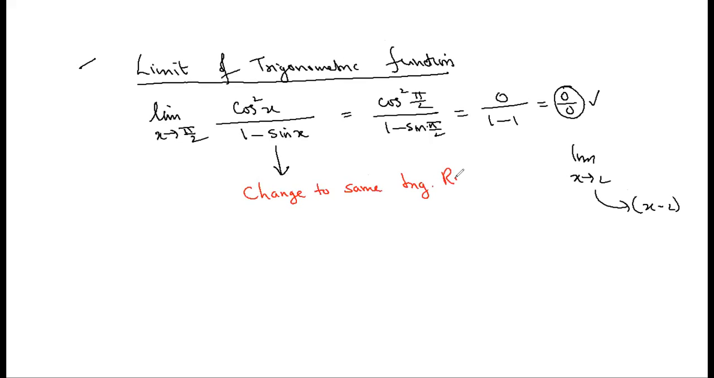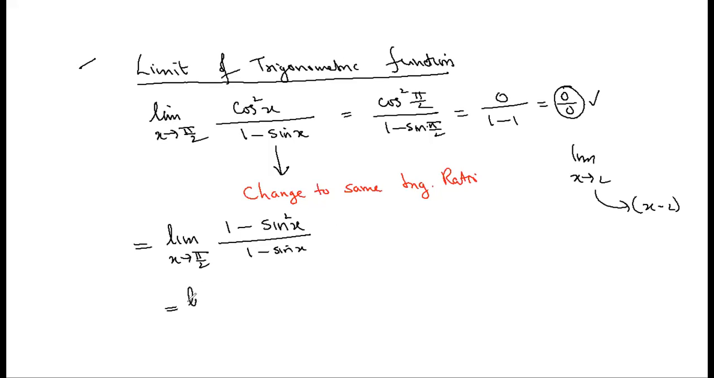Cos square x can be 1 minus sin square x. Excellent. And then change everything to sin x. So I'm changing everything to sin x. So when I'm changing all statements as written, limit x tending to pi by 2, 1 minus sin square x upon 1 minus sin x. Now we can easily get the common factor.